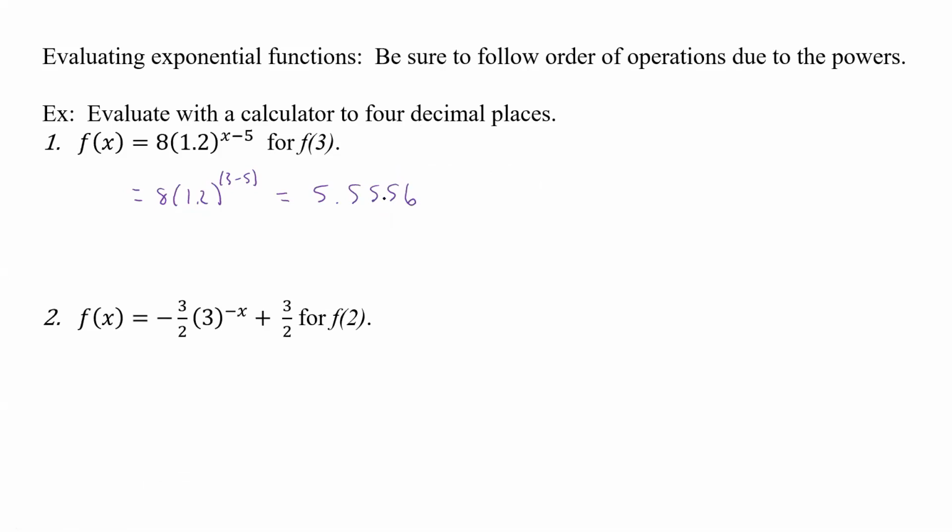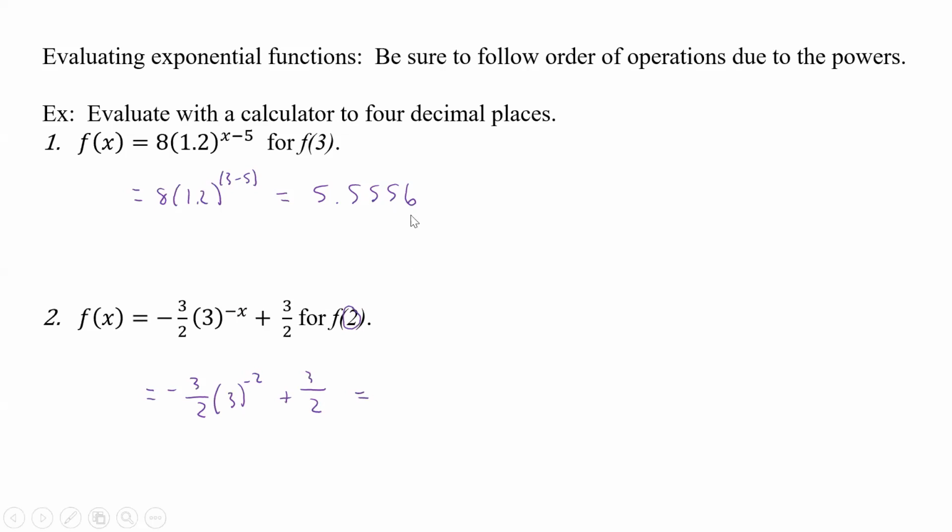Okay. Now this one here, basically what we're doing is we're plugging in a 2 here. So that's going to be negative 3 over 2, parenthesis 3, to the negative 2, plus 3 over 2. Okay, and so that's what we're going to plug into our calculator this time.